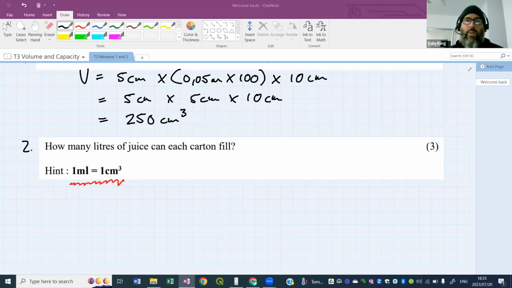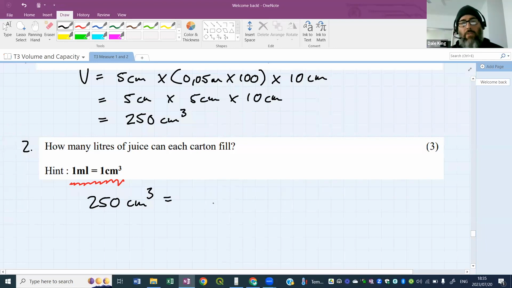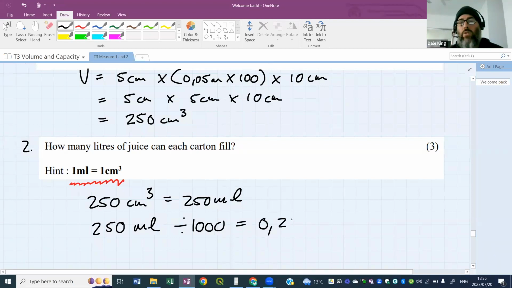Right, looks like everyone's wrapping up now. Excellent, good. So the first thing we're going to do is change the centimeters cubed into milliliters. It's a 1-to-1 conversion. 1 centimeter cubed, 1 milliliter. If I've got 250 centimeters cubed, straight conversion, 250 centimeters cubed must give me 250 milliliters. Now, to change this to liters, we know that there's 1,000 milliliters in every liter. So I divide it by 1,000, and this will give me 0.25 liters.